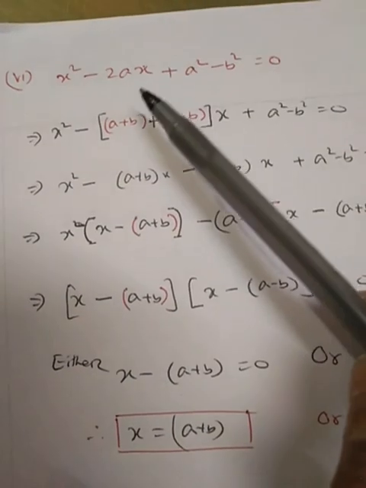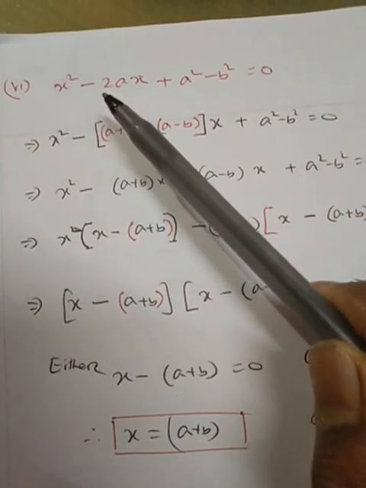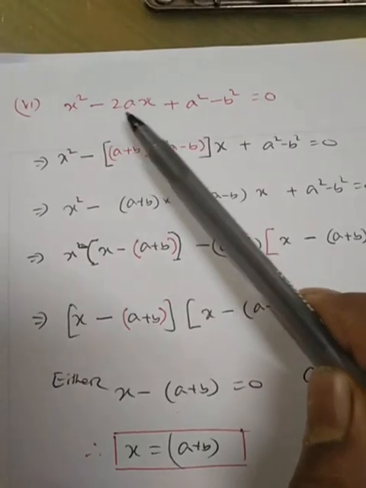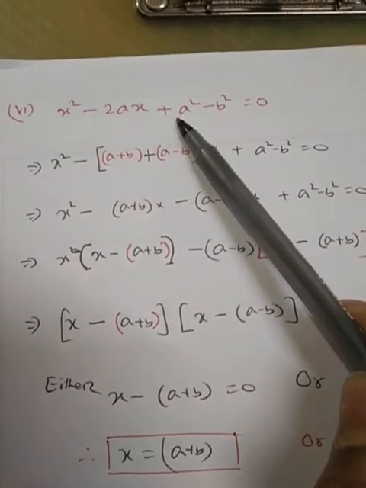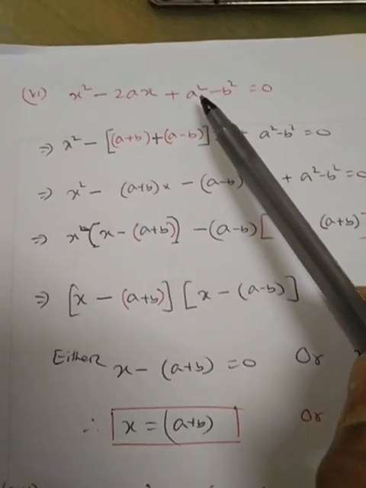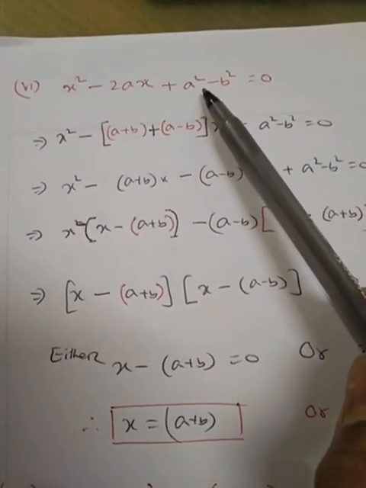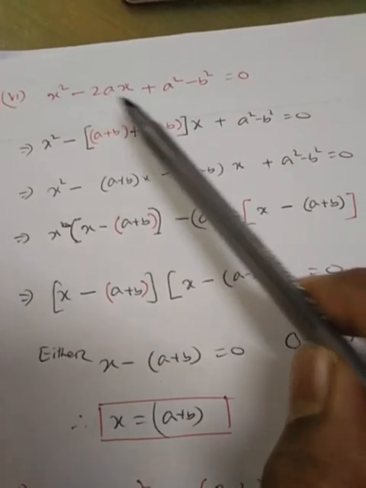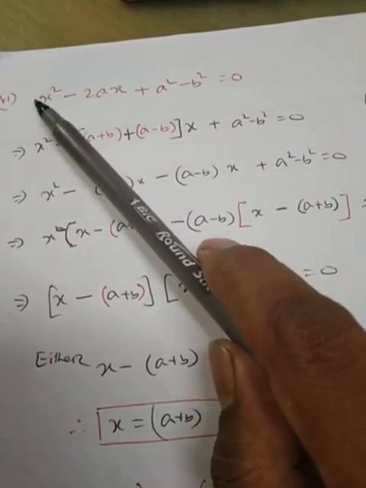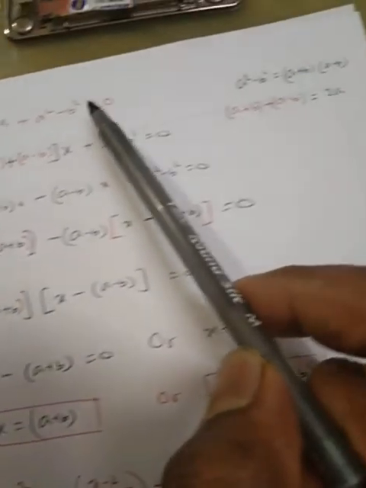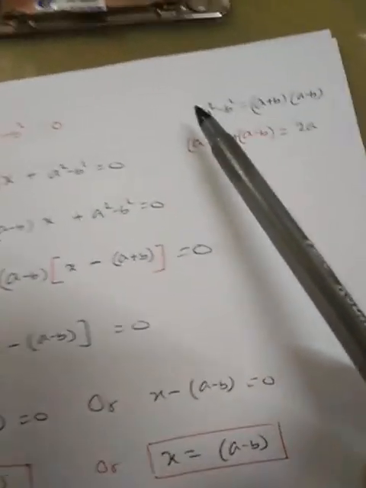In the next equation, the coefficients are not numbers. Here you can see the coefficient of x is minus 2a, and the constant term is a square minus b square. So here also let us see the factorization process only. First, with x square we have 1, so that 1 will multiply with the constant part, that will be a square minus b square only.